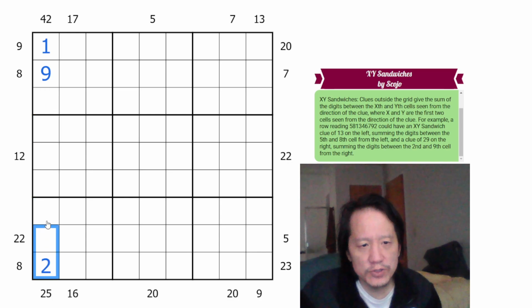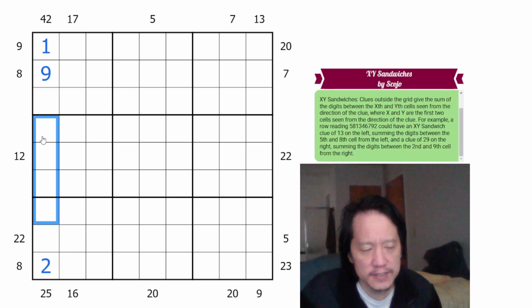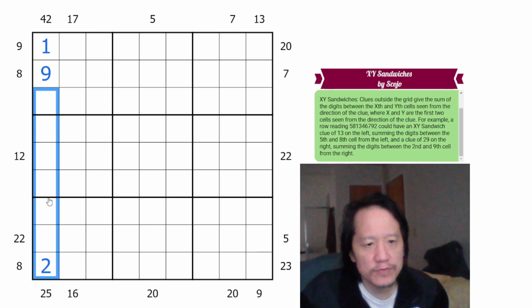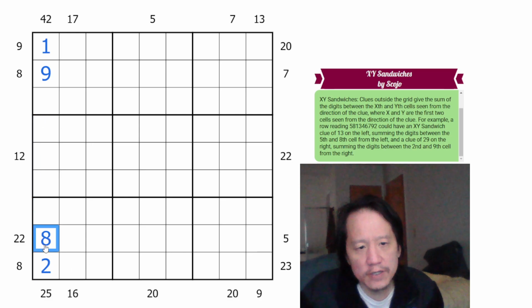And then we tried 2 and 7. That didn't seem to work. Right? 2 and 7, you have 4, 5, 6, and 8 at most, which is 23, which does not add up to 25. So this has to be 2 and 8. This is 3, 4, 5, 6, 7.